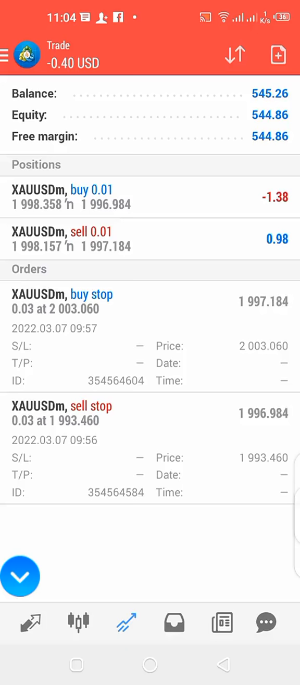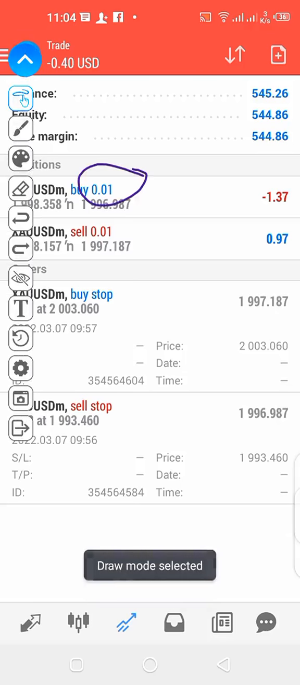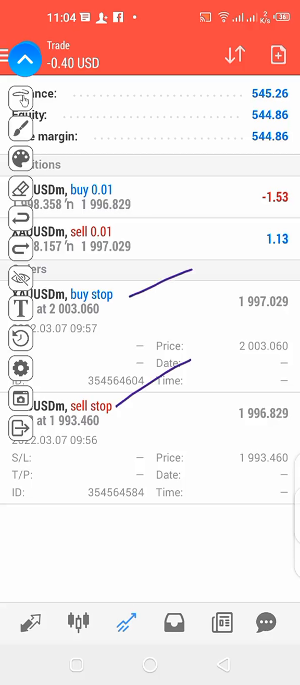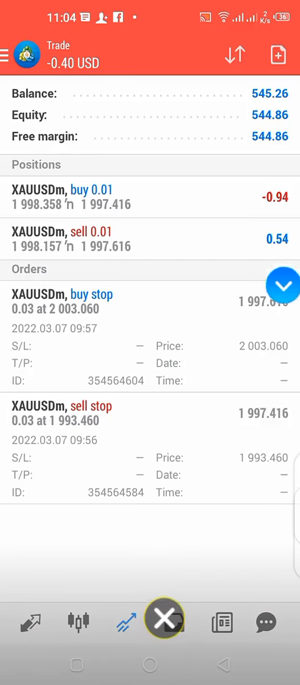Another thing is the lot size. The lot size for the initial trade is 0.01, while the lot size for the pending orders for the edge trade is 0.03. 0.03 lot size for the edge trade.